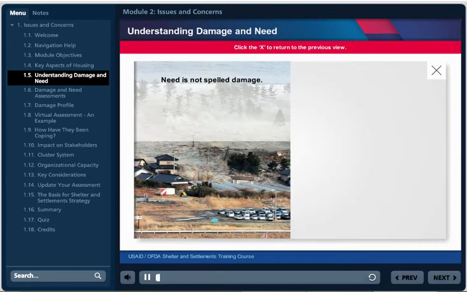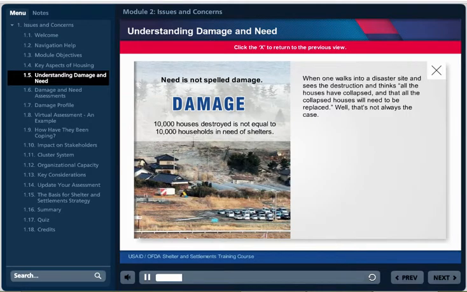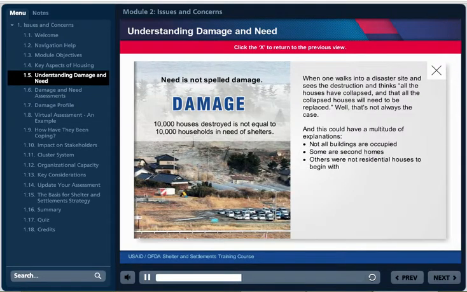Need is not spelled damage. So why does damage not equate to need? When one walks into a disaster site and sees the destruction and thinks all the houses have collapsed and that all the collapsed houses will need to be replaced, well, that's not always the case, and this could have a multitude of explanations. Not all buildings are occupied. Some are second homes. Others were not residential houses to begin with. Or the homeowner actually has capacity to self-recover without external assistance.